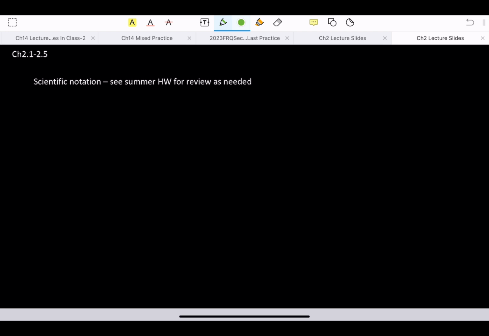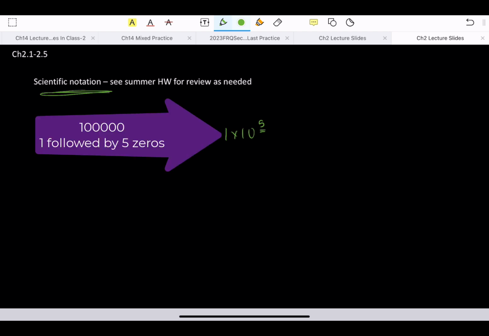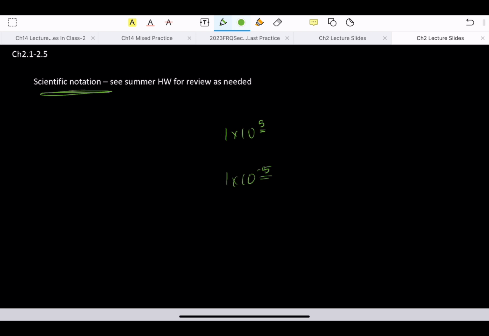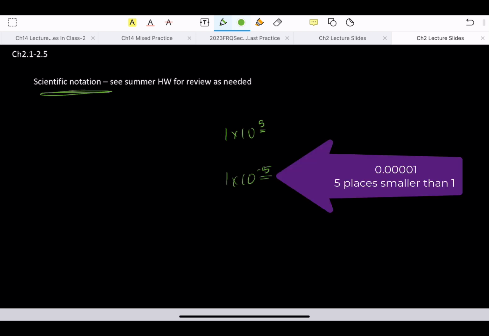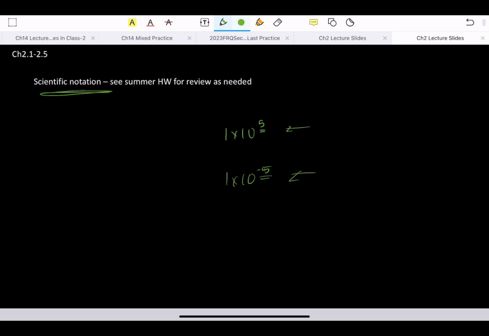So first of all, it opens with the concept of scientific notation. During the summer and back in middle school, you've learned about scientific notation, where when we say something times 10 to the positive exponent, that means a giant number. This means 5 places bigger, which means we are talking about a giant number, versus when I say this, negative means 5 places smaller, which means a tiny number. This number is greater than 1 and this number is less than 1.